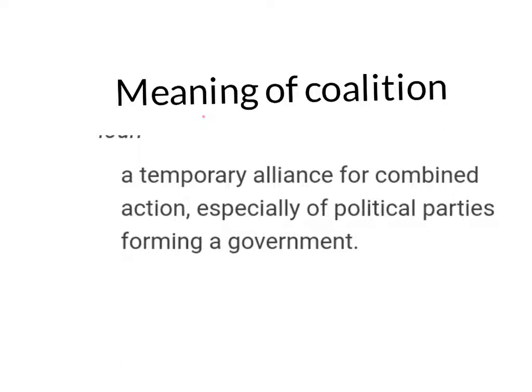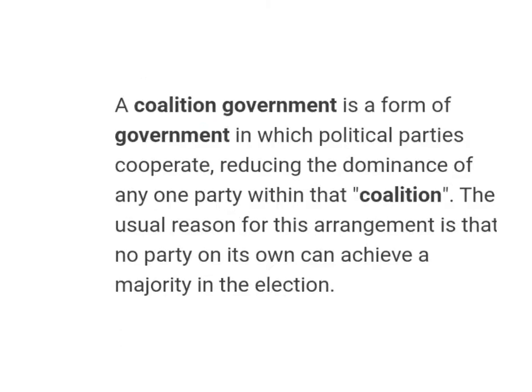Now we will see what a coalition government is. A coalition government is a form of government in which political parties cooperate, reducing the dominance of any one party within that coalition. It means a coalition government is a form of government in which different political parties cooperate and reduce the dominance of any one party within that coalition.